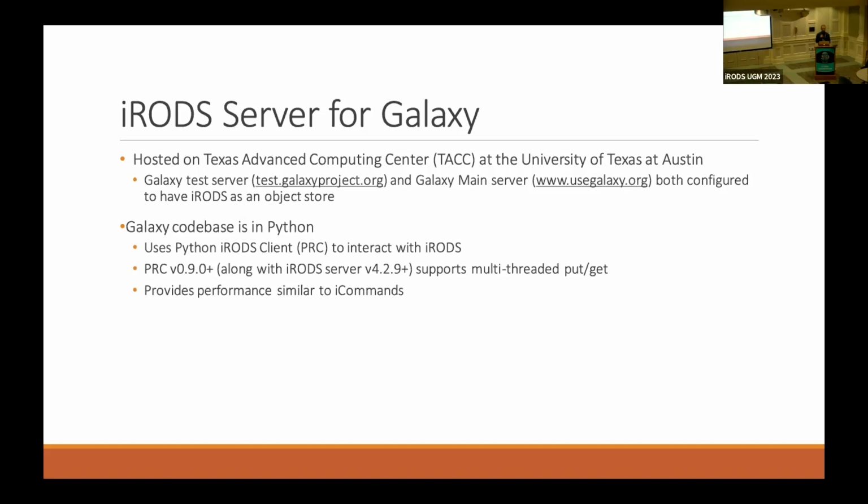The Galaxy code base is in Python, so we use the Python iRODS client code to interact with iRODS. And we specifically use version 0.9.0 and later, because along with the server version 4.29 and later, it allows for multi-threaded put and get. Because we wanted to get the performance of iCommands, and we worked with the iRODS team, especially Dan, to get this implemented.